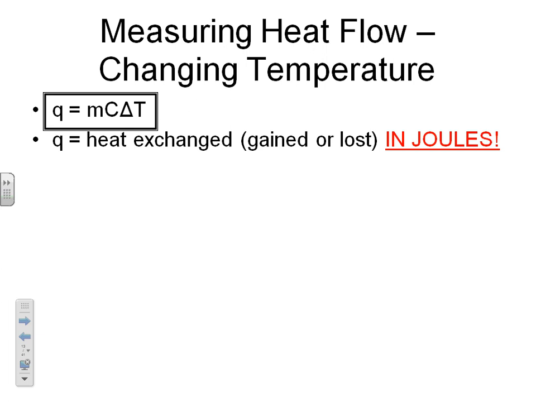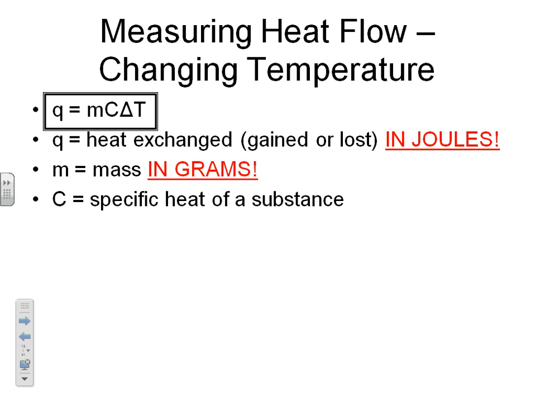And the heat can be gained or it can be lost, but it's going to be in joules. When we're using Q equals MC delta T, heat has to be in joules. M is mass. Mass has to be in grams. The reason is that we basically have to match it up with C. Our next component of Q equals MC delta T.